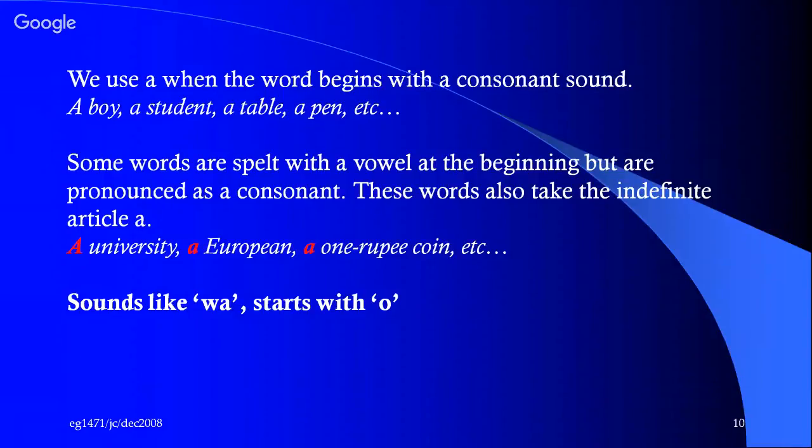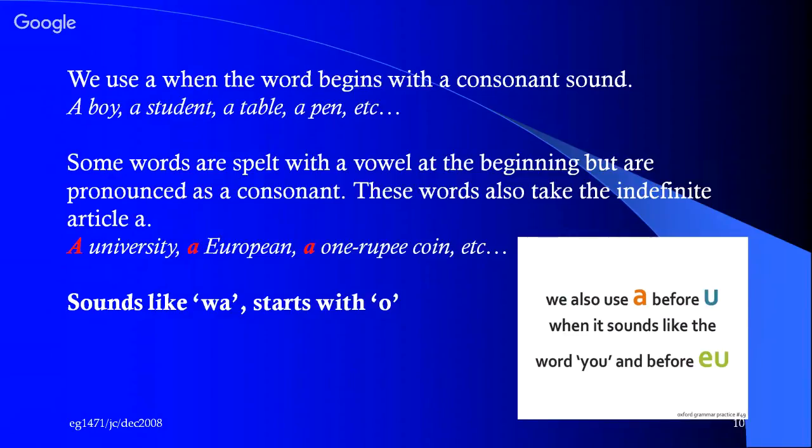Some words are spelt with a vowel at the beginning but are pronounced as a consonant. So now vowel inda shuru maadabodu bariyuvaga but adanna now pronounce maadavaga ondu vyanjana shabda hage pronounce maartivi. These words also take the indefinite article a: a university, a European, a 1 rupee coin.